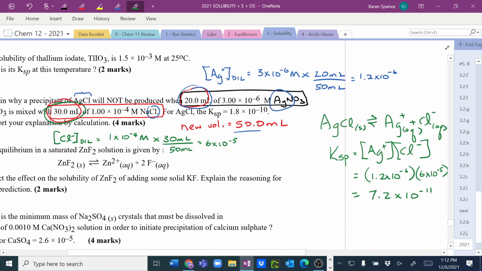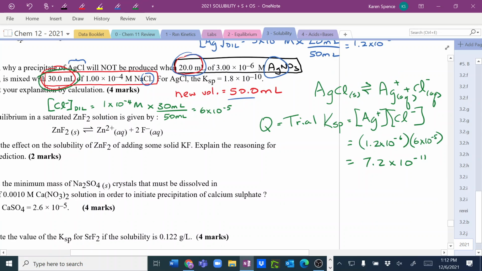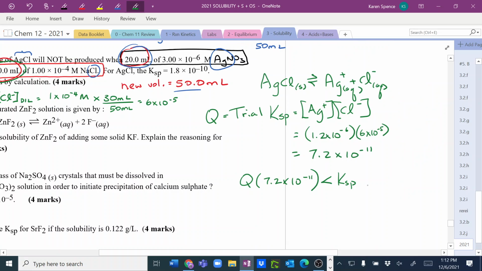And this is our trial KSP, not the real KSP, or we could have called it Q. You can always stick that trial on the front if you do like me and accidentally write KSP instead of writing Q. That works. And so Q, 7.2 times 10 to the negative 11, is less than KSP, which is 1.8 times 10 to the negative 10, and therefore no precipitate is formed.